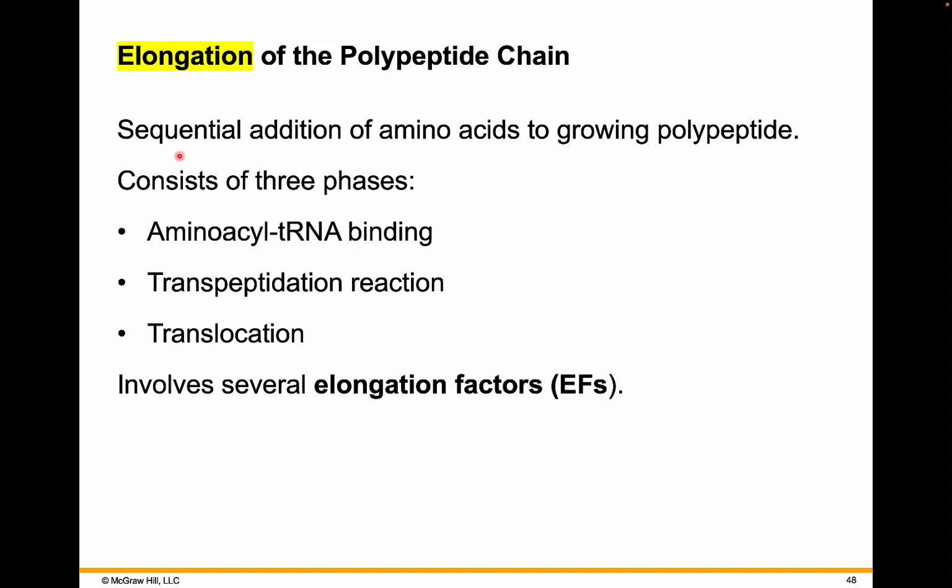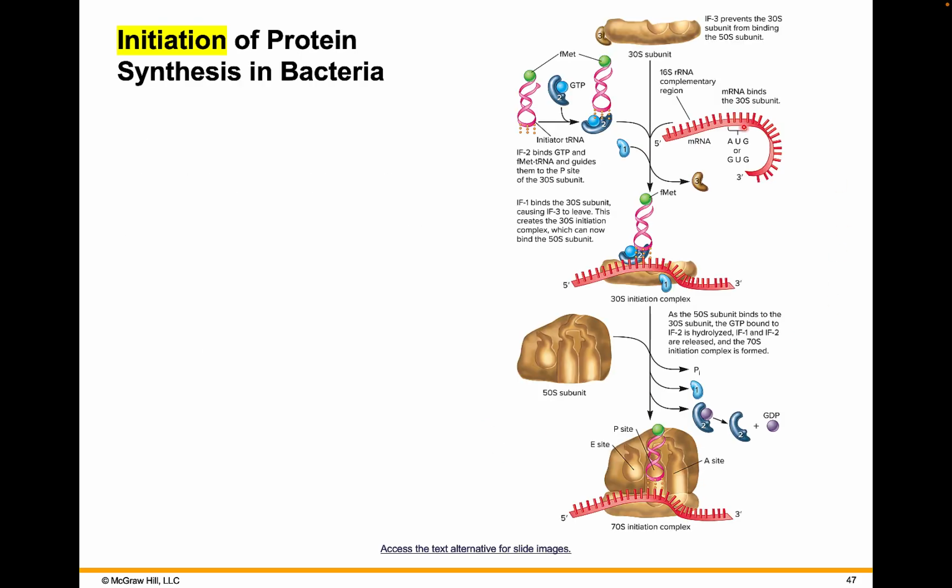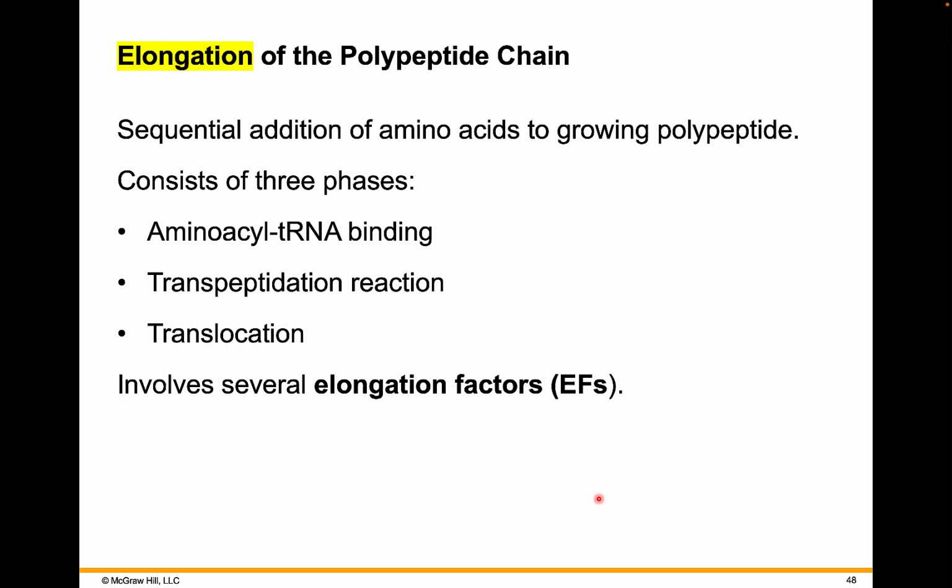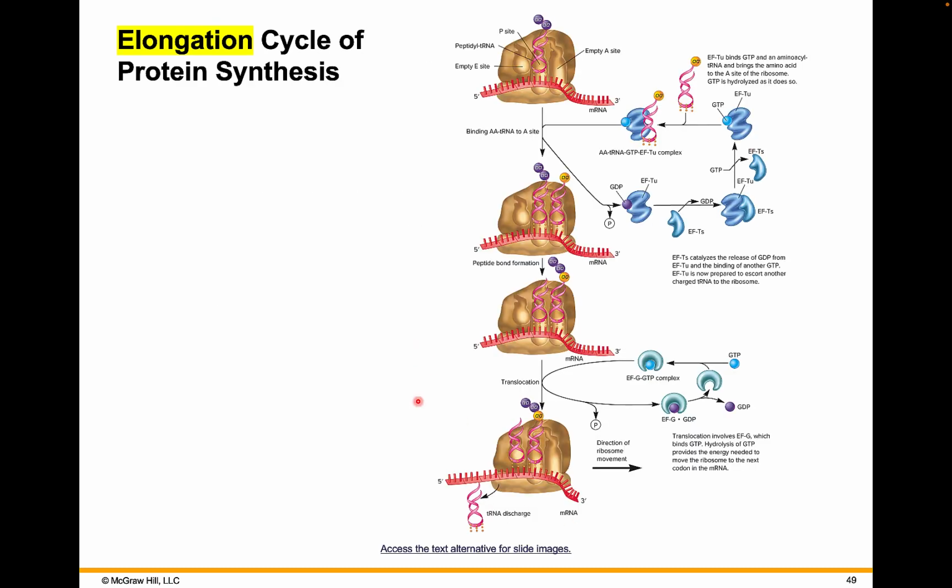After that, elongation is a sequential addition of amino acids to the growing polypeptide. It consists of three phases: amino acid tRNA binding, transpeptidation reaction, and translocation, and involves several elongation factors, known as the EFs. Just remember, these are IFs, initiation factors. These are EFs, or elongation factors. In this process there is a factor known as EF-Tu, which is bound to the GTP, and it binds to the amino acid tRNA.